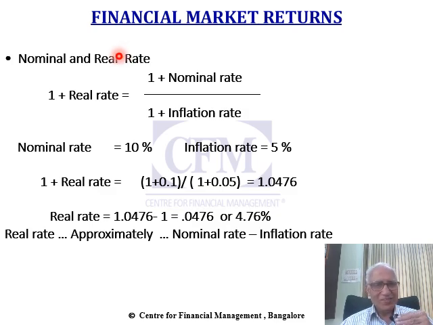The relationship between the three is defined by this equation. 1 plus real rate is equal to 1 plus nominal rate divided by 1 plus inflation rate. Suppose the nominal rate is 10% and the inflation rate is 5%. Then 1 plus real rate is 1 plus 0.1 divided by 1 plus 0.05. It is 1.0476. So the real return is 1.0476 minus 1, which is 0.0476 or 4.76%. Approximately, real return is nominal return minus inflation rate.